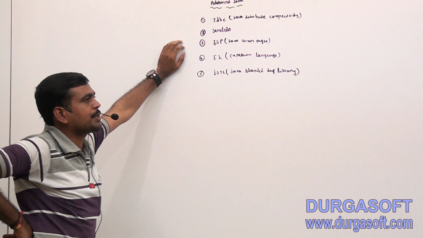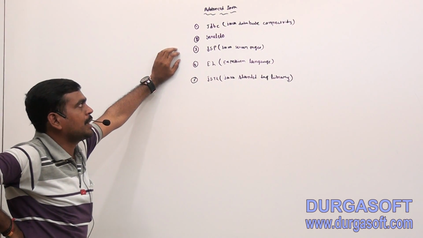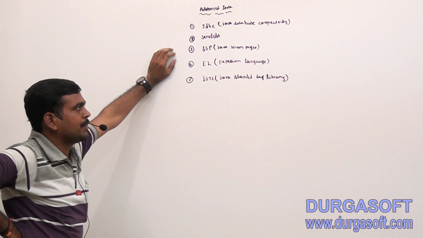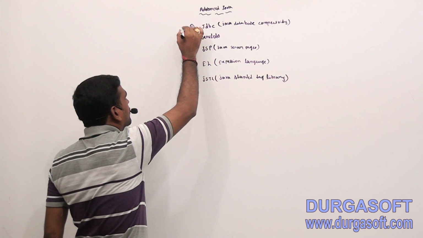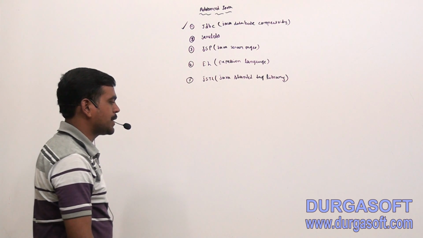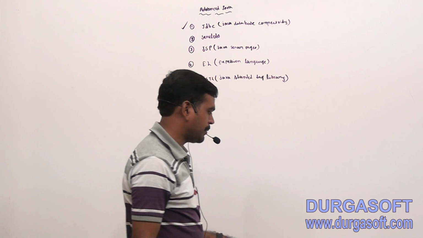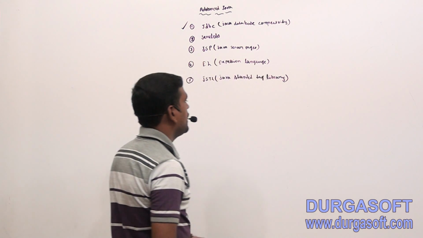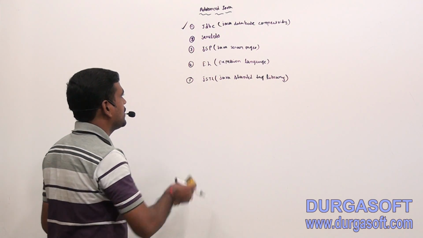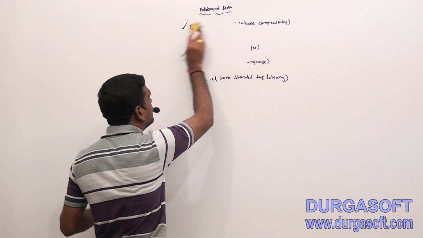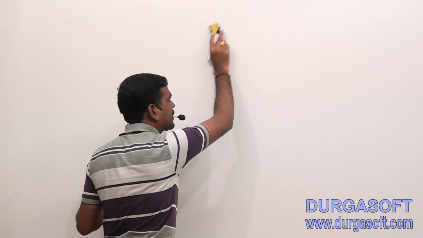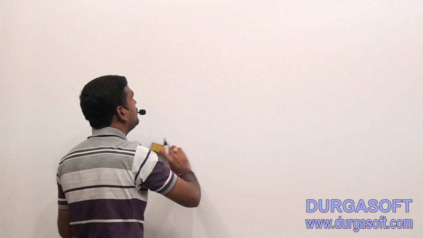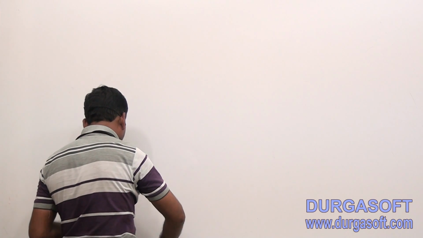Now these concepts I am going to explain very clearly as part of advanced Java. First I am going to start here, JDBC, Java database connectivity. So why are we entering into this JDBC? Now try to understand here.